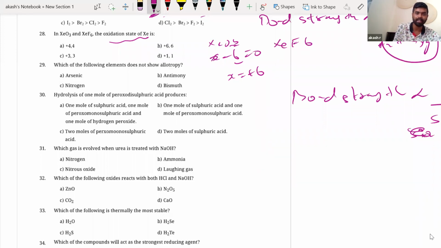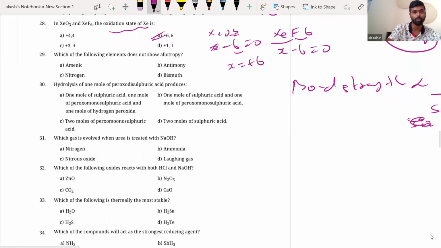XCF6. Right? Now you see that this will be X. Again, for 1 fluorine, it is minus 1. So 6 fluorines, minus 6. So plus 6 and plus 6. This is the answer. Next question.